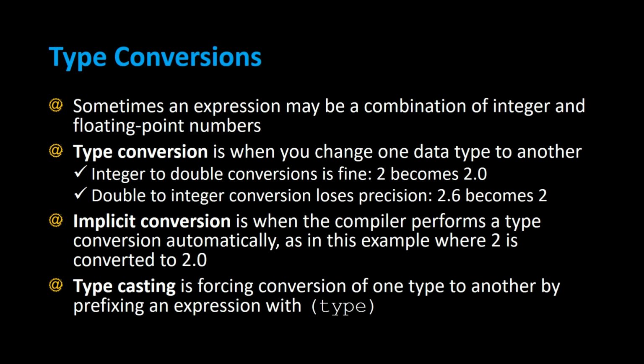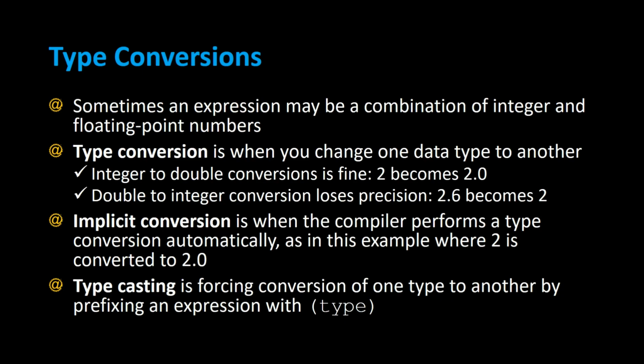Implicit conversion is when the compiler performs a type of conversion automatically, as in the example where 2 is converted to 2.0. Typecasting is forcing the conversion of one type to another by prefixing it with an expression such as a set of parentheses and a data type inside it.